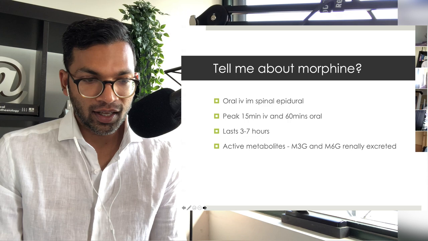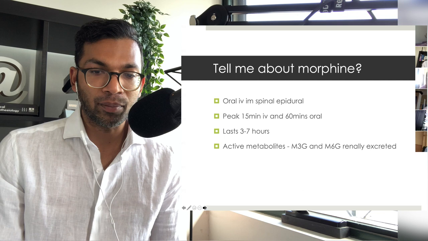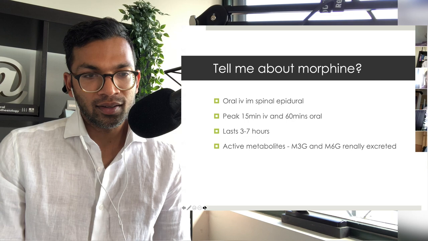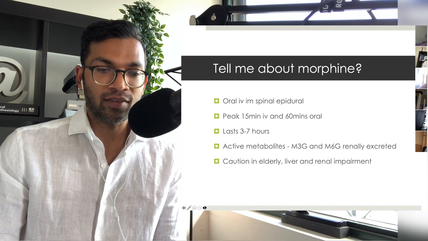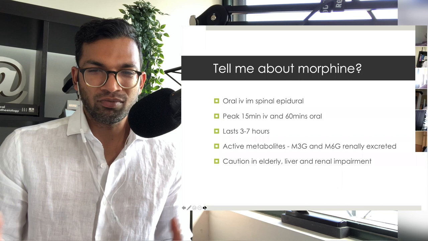Good. And as I mentioned, active metabolites, M3G and M6G, are renally excreted. They build up. This is one of the massive problems when you have renal impairment. Caution, obviously, in liver impairment, because then you're not metabolizing much of it at all. Renal impairment, as we mentioned, and in elderly populations, everything often has a more significant effect and lasts longer, because liver function or kidney function is almost always less in these patients.